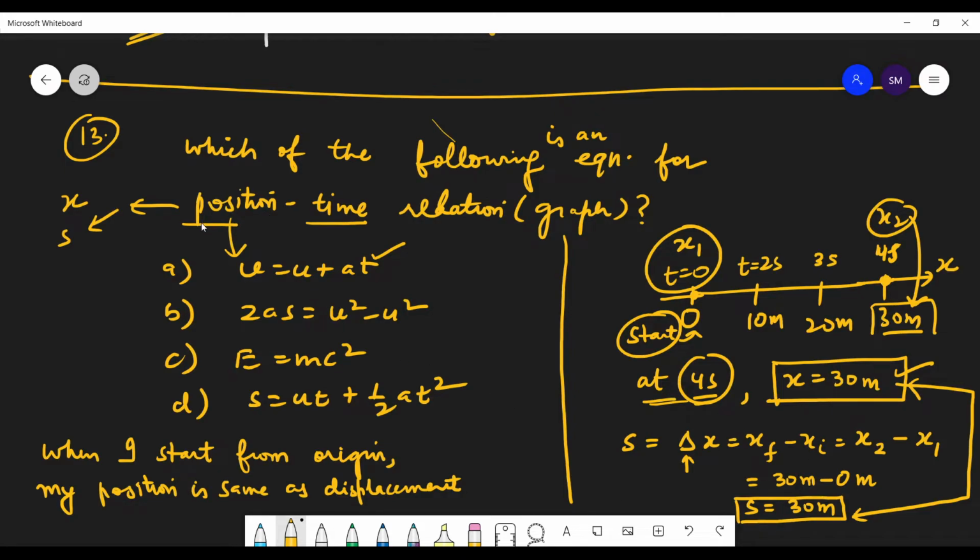So that is why, if I start from origin, whether you write a position-time graph or a displacement-time graph, it will be the same thing. So this displacement is actually your position. Okay. So in the first equation, you don't have s. So you cannot get the position-time graph from this, because s is not there. What about option B?